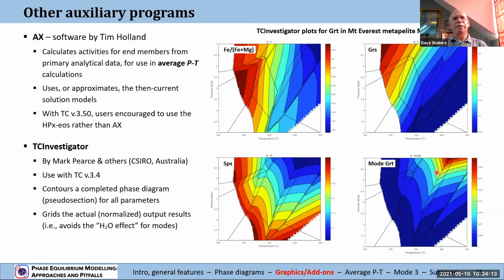So it needs to know the areas and the assemblages, and it will then grid that output. And the good thing about this is it grids the normalized output results rather than any parameters that you've put in and asked to be calculated. So it avoids that H2O effect for the modes, and it produces diagrams like the ones on the right there. So for example, the mode of garnet here, these are the actual output modes. Again, they're molar modes, but they are the actual output modes rather than the ones that I asked to be put in when I did the original diagram.